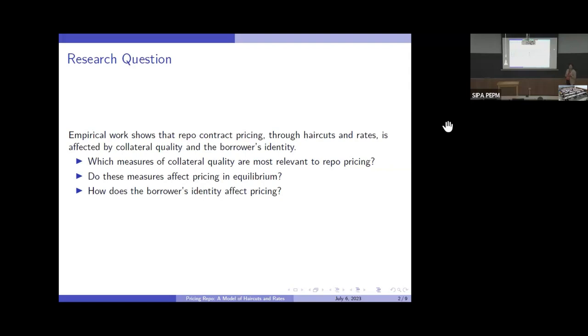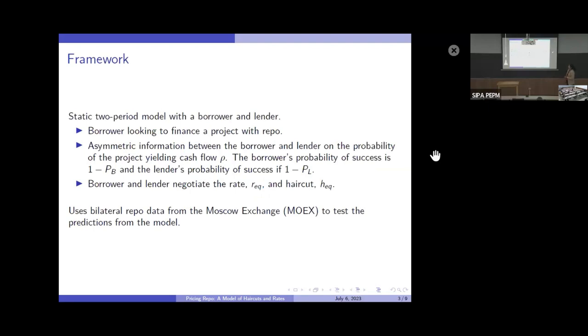Which measures of collateral quality are most relevant to repo pricing? So we talked about value at risk and leverage. And do these measures affect pricing in equilibrium? And then finally, how does the borrower's identity affect pricing? In his model, he has a static two-period model with a borrower and a lender. The borrower is looking to finance a project with repo. And as an empiricist, I always like to think about what the asymmetric information is in the model. The asymmetric information is between the borrower and lender on the probability of this project yielding growth. So the borrower's probability of success is 1 minus PB, and the lender's probability of success is 1 minus PL.